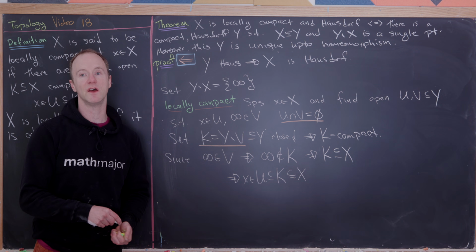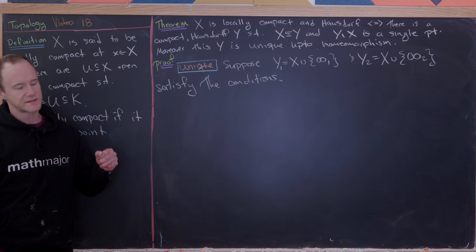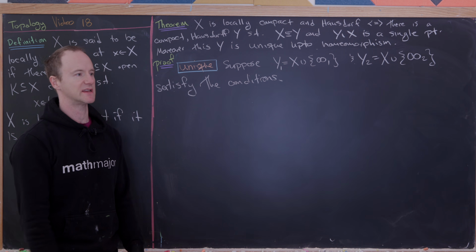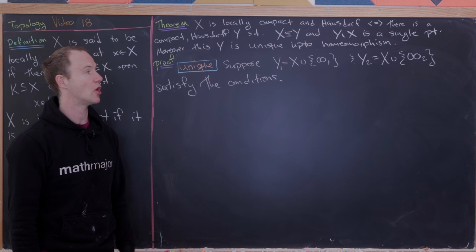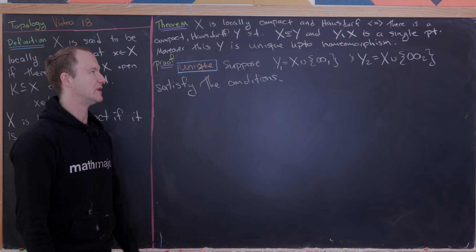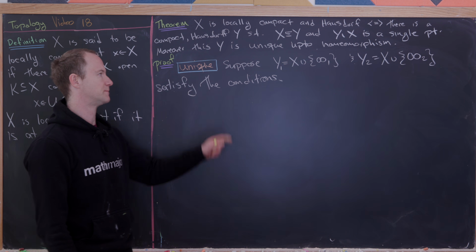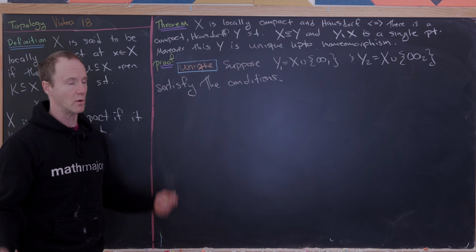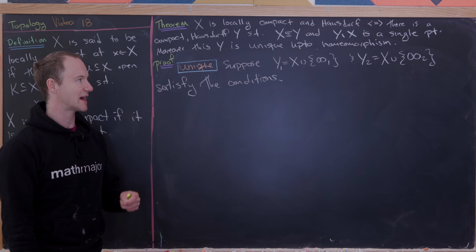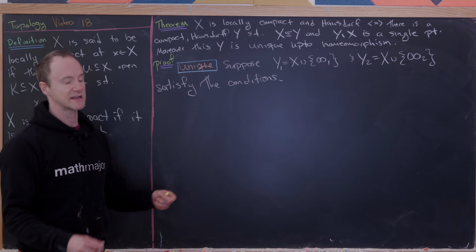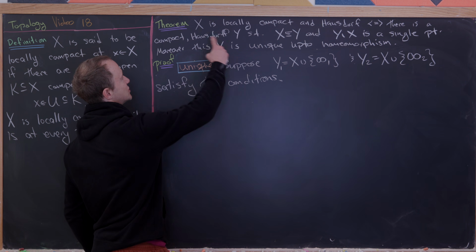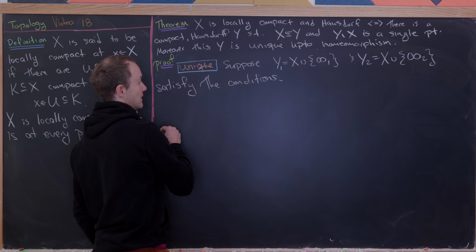Now we need to prove the uniqueness condition. For uniqueness, let's suppose that we potentially don't have uniqueness and show that these spaces have to be homeomorphic, and that will prove uniqueness up to homeomorphism. So let's set Y1 equal to X union infinity 1 and Y2 equal to X union infinity 2. And let's suppose those satisfy this condition. And by this condition, I mean all of this stuff in here in the theorem.